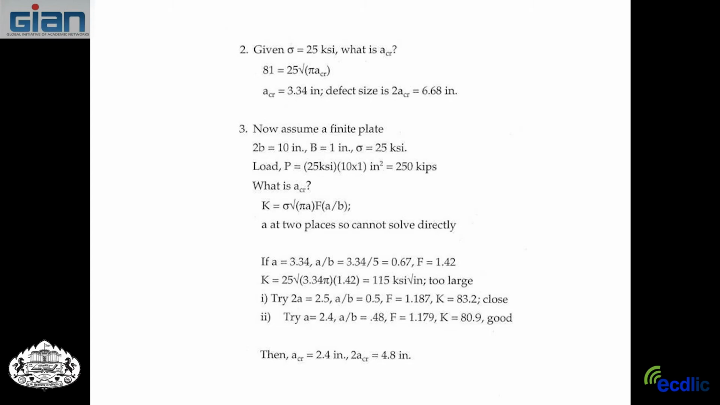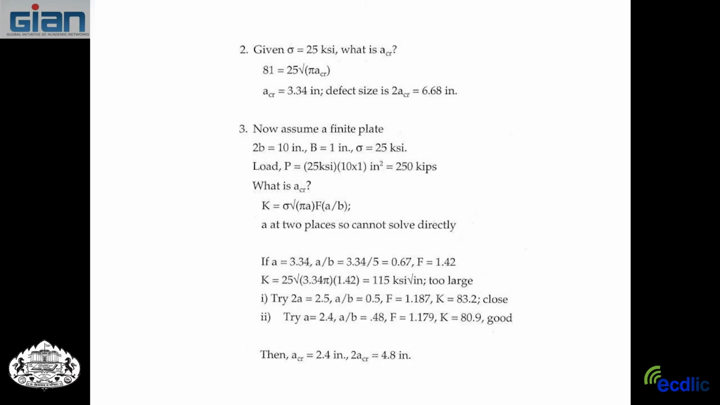Okay, a finite plate, 2B or W is 10 inches, thickness is 1, stress is 25, so load would be 250. Again, we calculate stresses without a defect in there. So the stress calculation that goes in sigma square root of pi a is without a defect. So what's critical crack size?